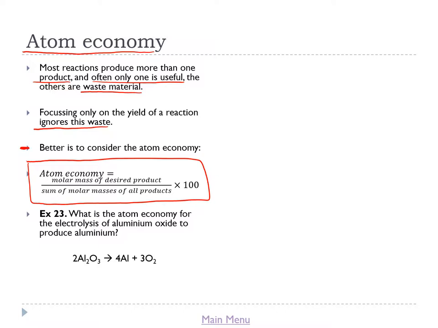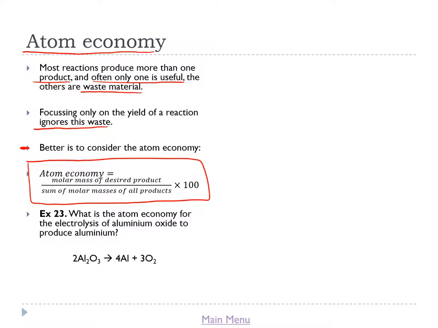Now, if the atom economy was 100%, that would mean that we only got useful products and we didn't produce any waste byproducts. And if it was 0%, it means we got none of our desired product and only waste. Clearly, we want to get our atom economy as close to 100% as possible, although that's very rarely likely to be the case. So let's have a look at this in practice.